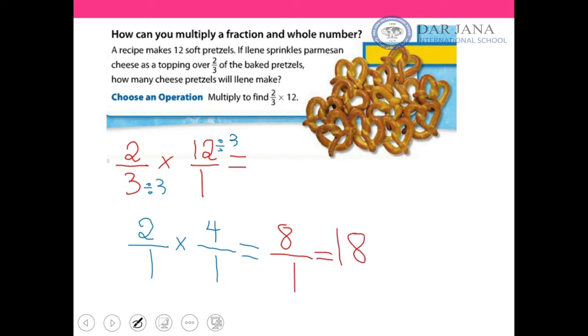Please, if you got an answer 8 over 1, write it 8, because 8 over 1 is an improper fraction. So you write it as a whole number as the final answer.